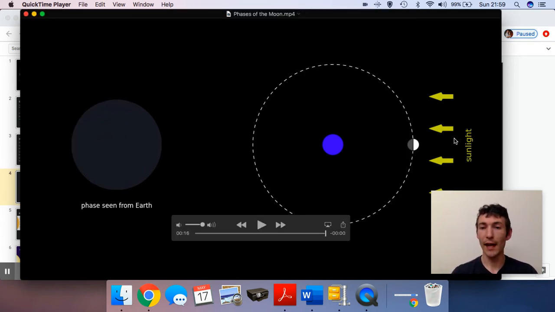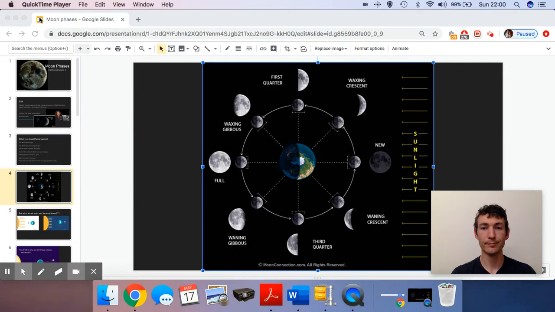And remember, half of the moon is always illuminated. It's just what we can actually see from Earth. Okay, really important. You need to know these names and the order that they come in, and you need to know the direction of the moon's orbit.